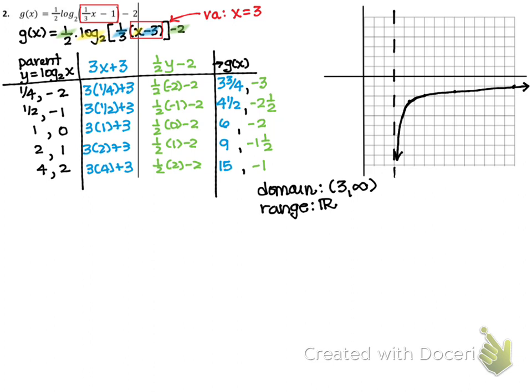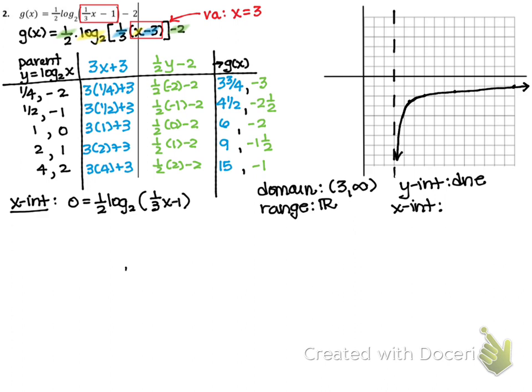Let's see what else. Y-intercept does not exist. It's not going to hit. X-intercept, it is going to hit. Looks like I need to find that though. Okay, so for the X-intercept, let's do that work over here. An X-intercept means you plug in 0 for Y. So it's going to be 0 is equal to 1/2 log base 2. I'm going to use the non-factored version, so the 1/3 x minus 1. And then minus 2. Okay, let's solve here. So I'm going to add the 2 to the other side.